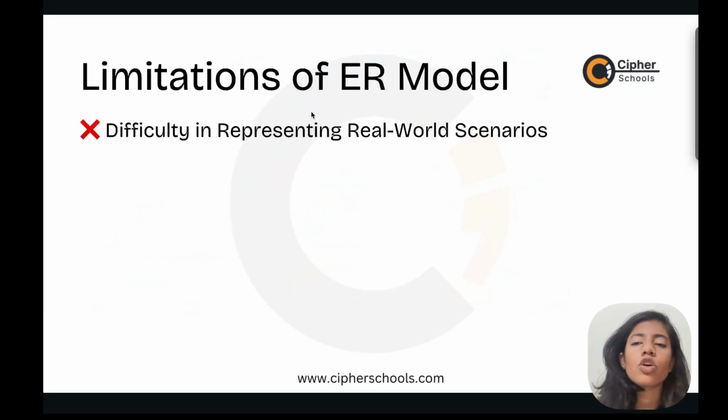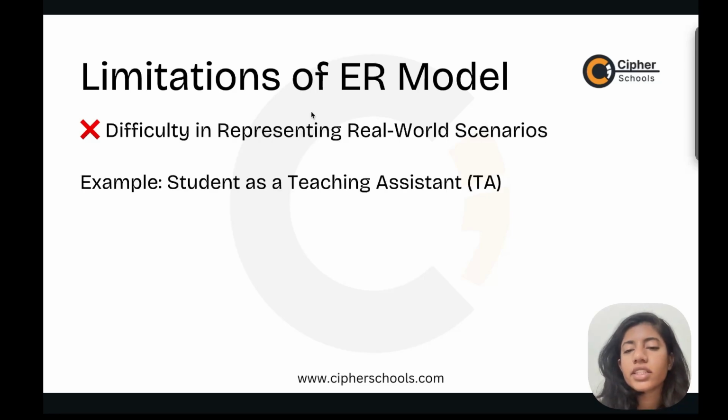Then one more limitation is the difficulty in representing real world scenarios. Now, life may not be as simple as it looks. You cannot just simply draw a few things and that is it. You need to divide it into categories. You need to merge a few things. So it is not easy to represent everything in an ER model. Consider an example where a student is a teacher's assistant. If you're familiar with this concept, students pursuing MTech need to have a role as teacher's assistant where they do some particular extra task.